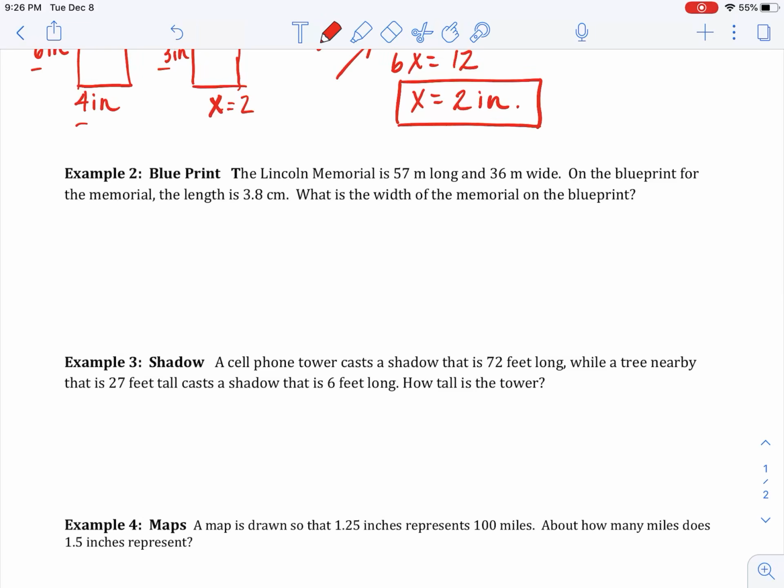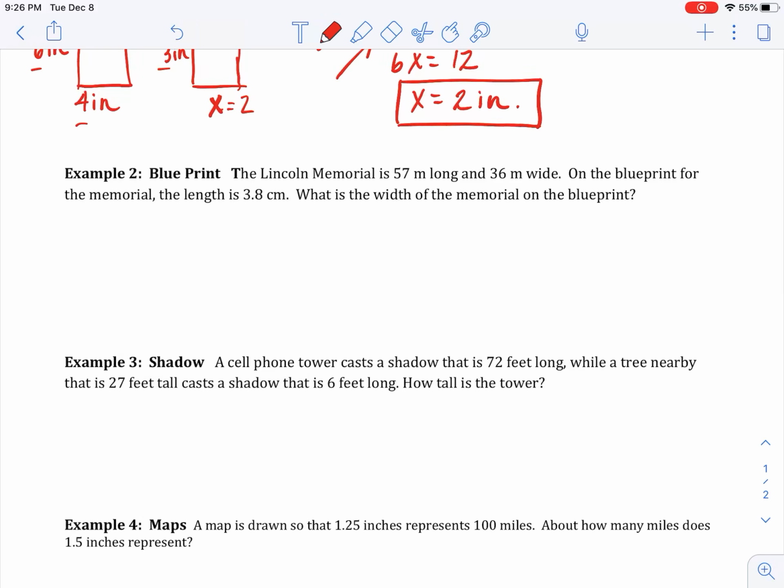So you'll notice that in this problem, we do have the units being different on the original, the Lincoln Memorial, the actual, versus the blueprint. But you do not have to convert. All right, it says, what is the width of the memorial on the blueprint?